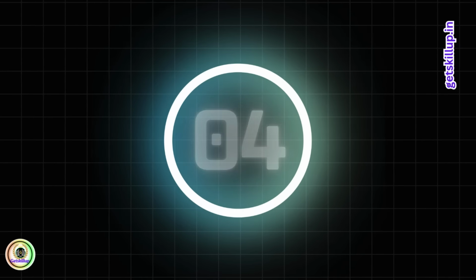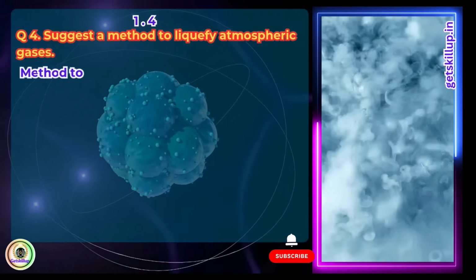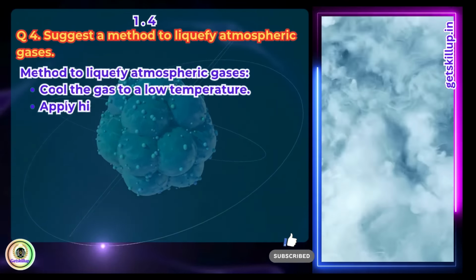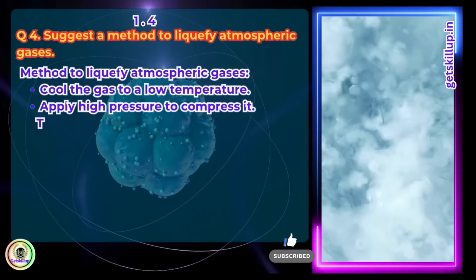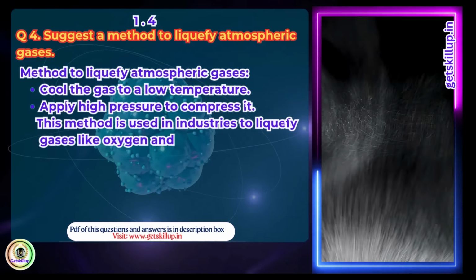Question 4. Suggest a method to liquefy atmospheric gas. Answer. Method to liquefy atmospheric gases. Cool the gas to a low temperature. Apply high pressure to compress it. This method is used in industries to liquefy gases like oxygen and nitrogen.